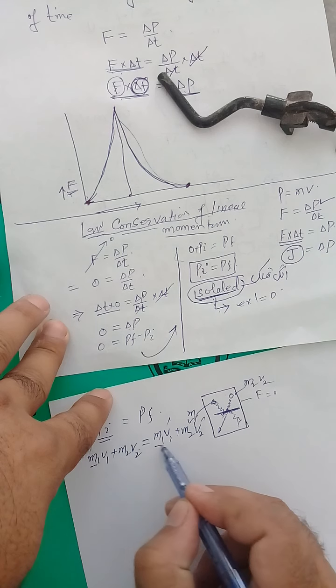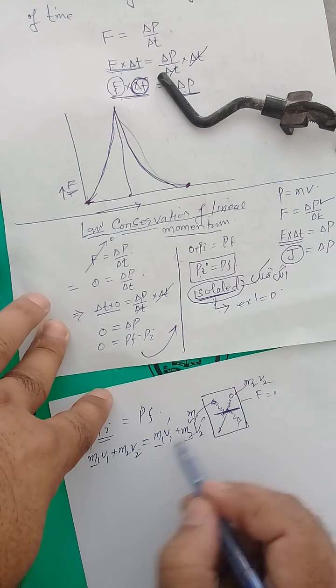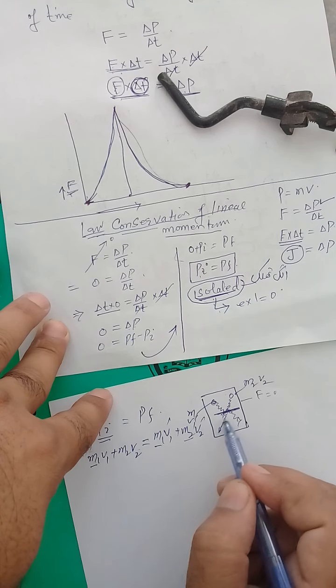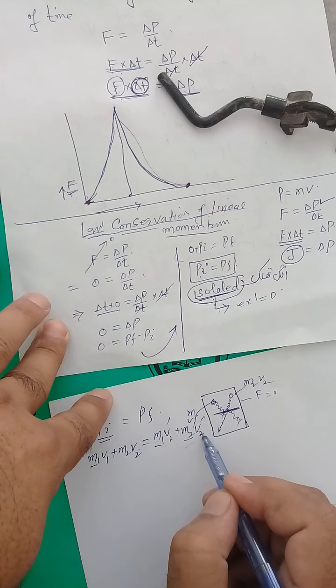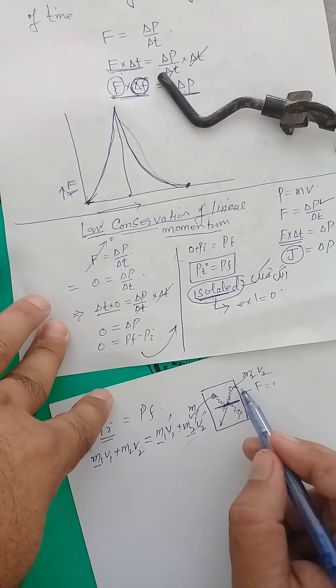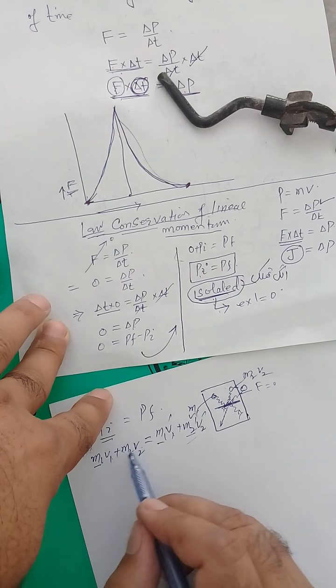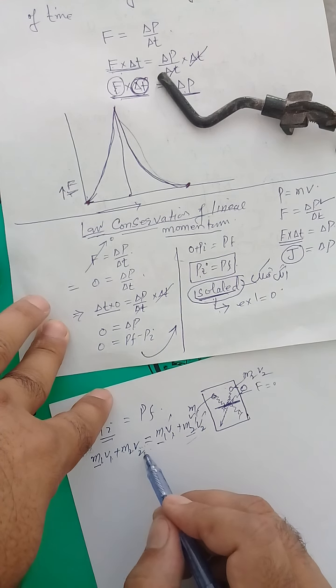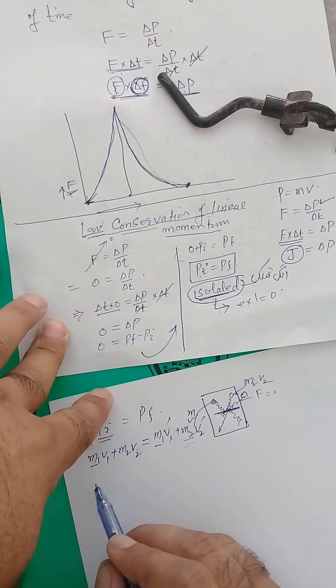I'm not writing m1 dash because it is the same atom, the atom has not changed, only their velocity has changed. So therefore I write v1 dash and v2 dash. If we are taking three atoms, then we will write m1 v1 plus m2 v2 plus m3 v3, but it becomes more complex.